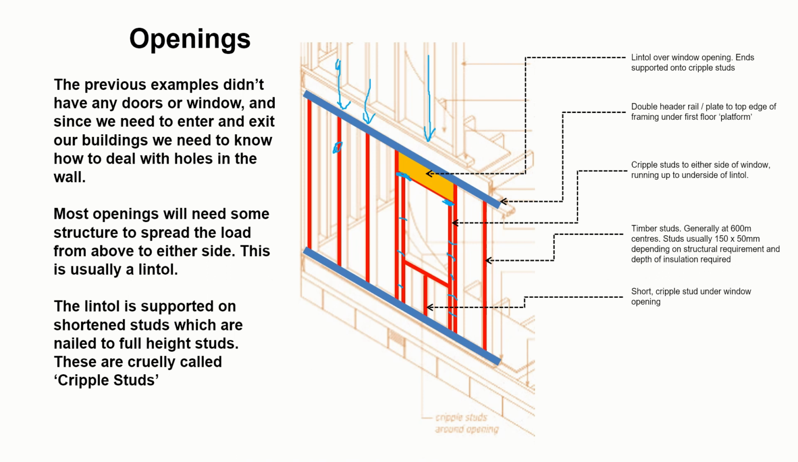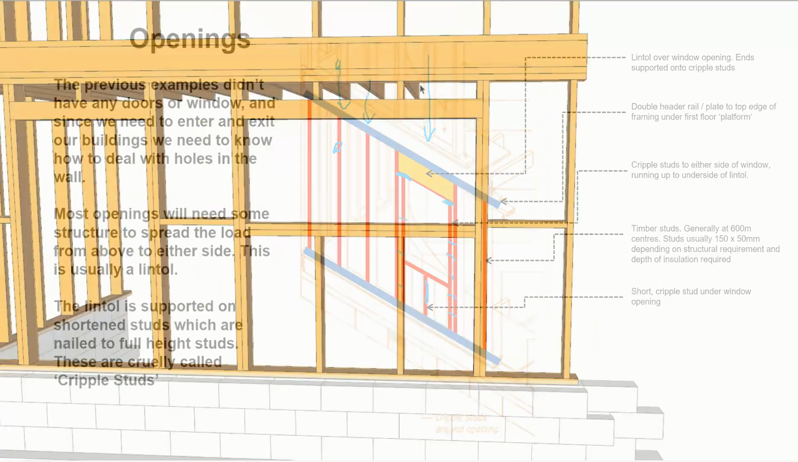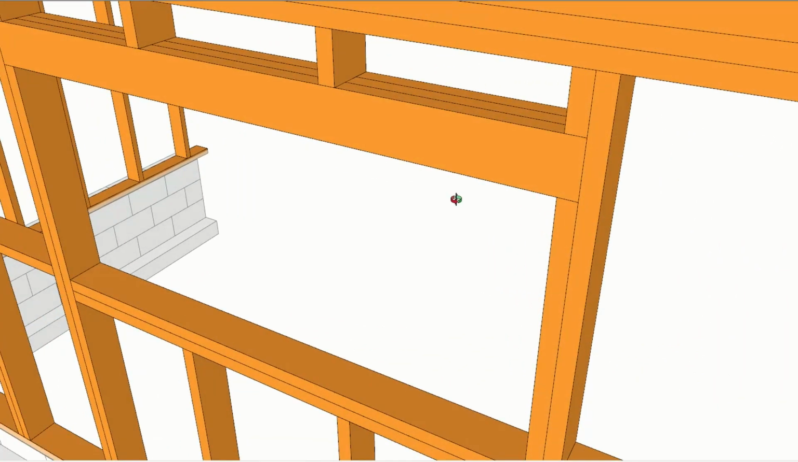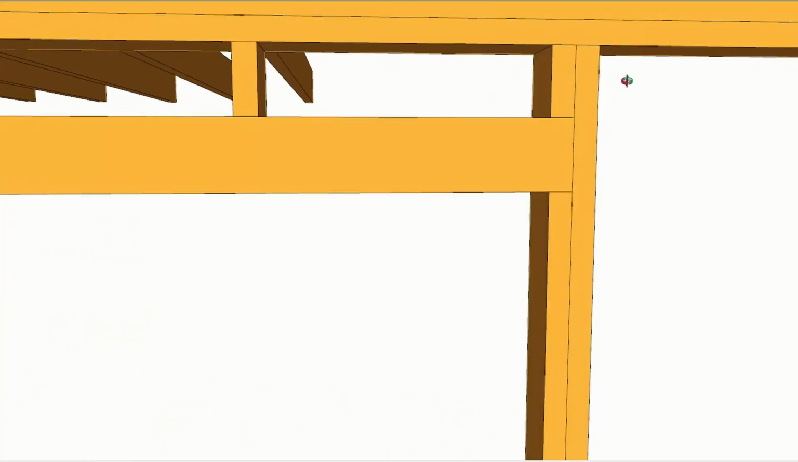And these shortened studs, which you sometimes find under windows as well, are kind of cruelly called cripple studs because they've been cut short. So you'll find cripple studs underneath windows, at the side of windows and doors to carry the lintel, and over the top of windows if the windows don't go full height.